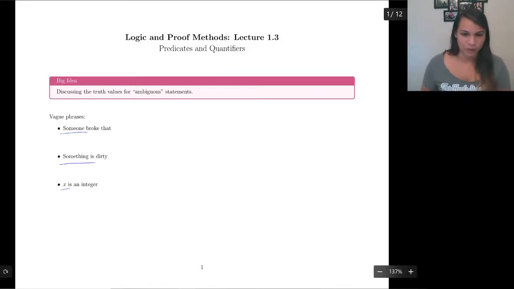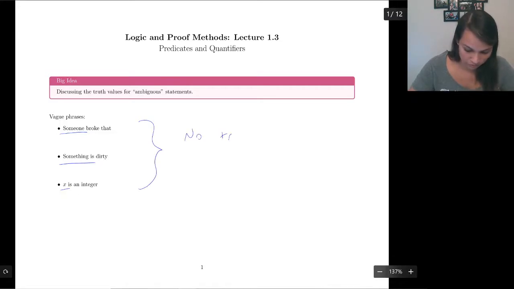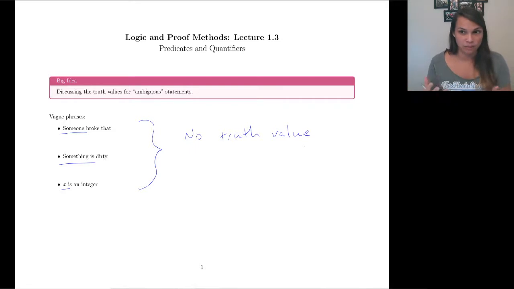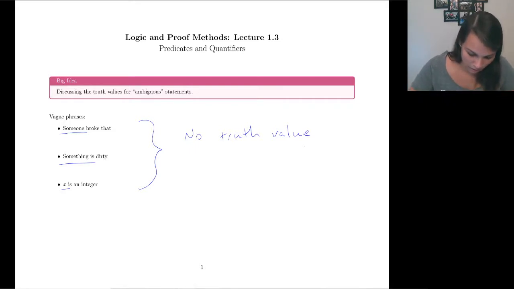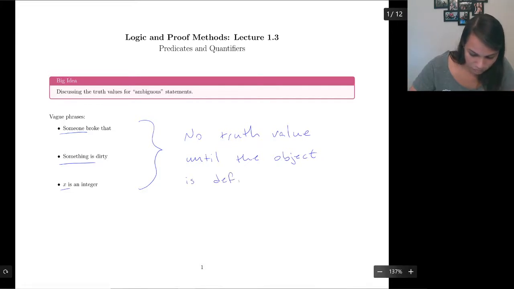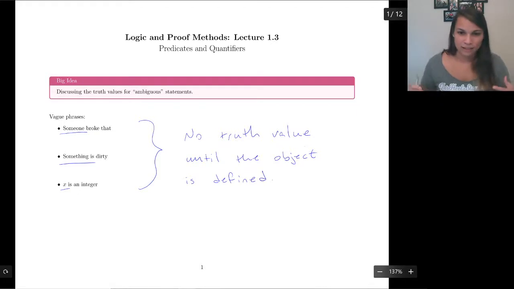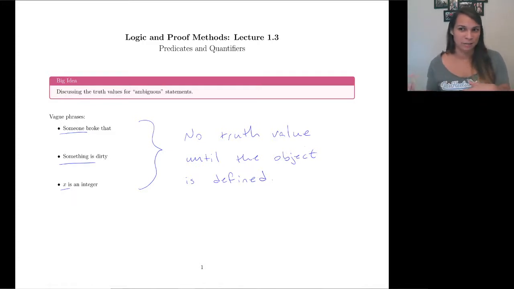And then here's a math example. X is an integer. Well, if X is 2.5, it's not. I need more information. I need to know what X is. These sentences have no truth value, until we give you more information, until we tell you something about the object, until the object is defined. You might even say that these statements depend on those objects. Kind of like a function, kind of depends on what you put in to figure out what's going to come out.